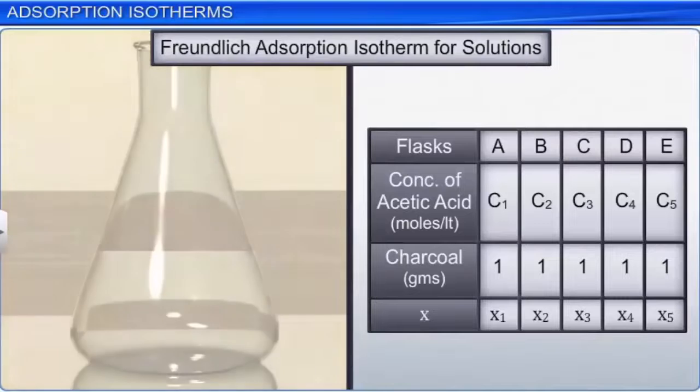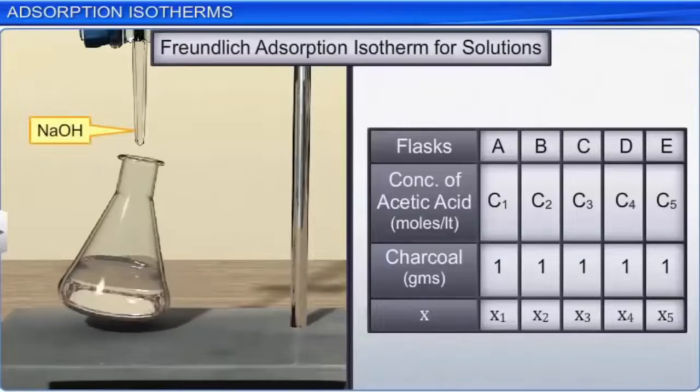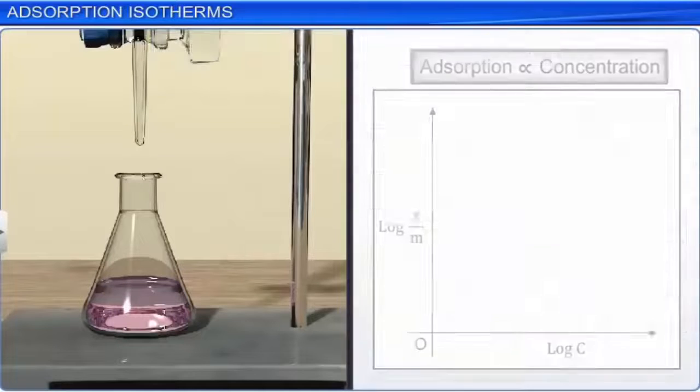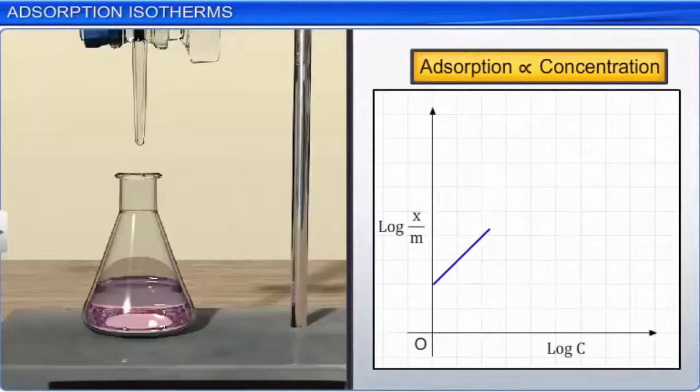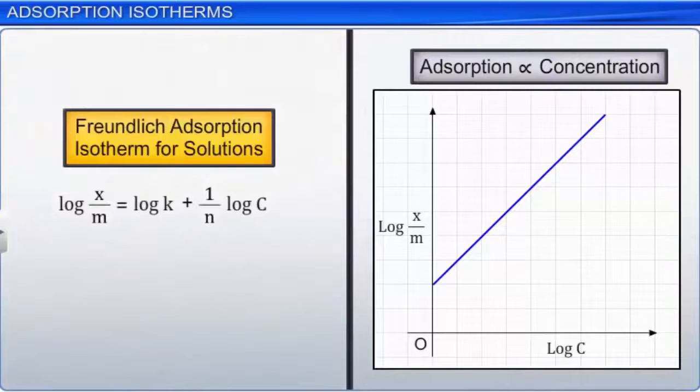The final concentration of acetic acid is determined by titrating the resulting solution against a standard solution of sodium hydroxide. From the difference in the initial and final concentrations, the value of x, the amount adsorbed, can be calculated. The results obtained from this experiment also support the hypothesis that the extent of adsorption increases with an increase in the concentration of the solute. The validity of the Freundlich adsorption isotherm can therefore be established.